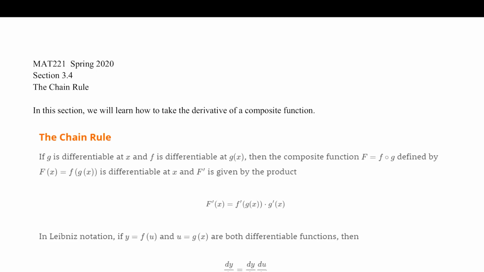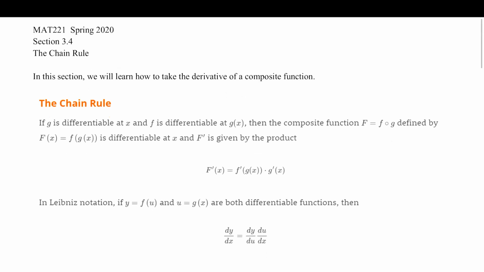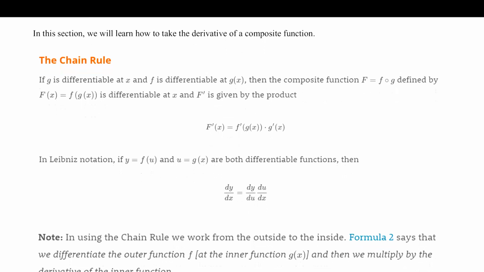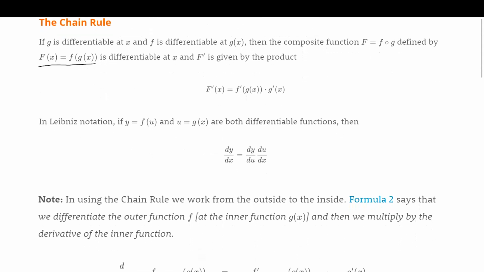In section 3.4, we learned the chain rule, which is what allows us to take the derivative of a composite function. So you remember that a composite function has this form f of g of x. And basically the way that we take the derivative of that composite function is that we take the derivative of the outer function here. The outer function is f, so we take f prime, but we evaluate that at the inner function g, and then we multiply that by g prime.